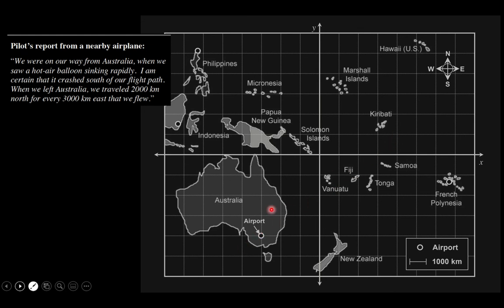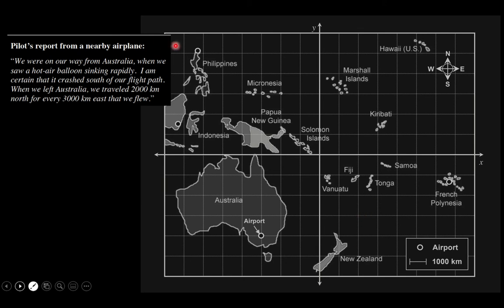And the other thing is it says that when we saw a hot air balloon sinking rapidly, I am certain that it crashed south of our flight path. So if this is our flight path, what is it? Up 2 over 3. So if this is our flight path, they said that he was certain that it crashed south of his flight path. So there's this curve, and it's below this curve, south of that flight path.